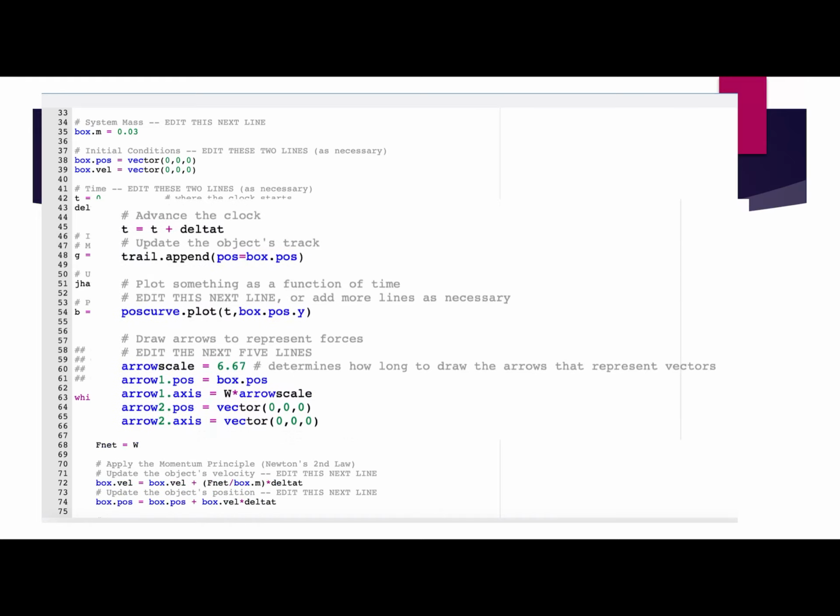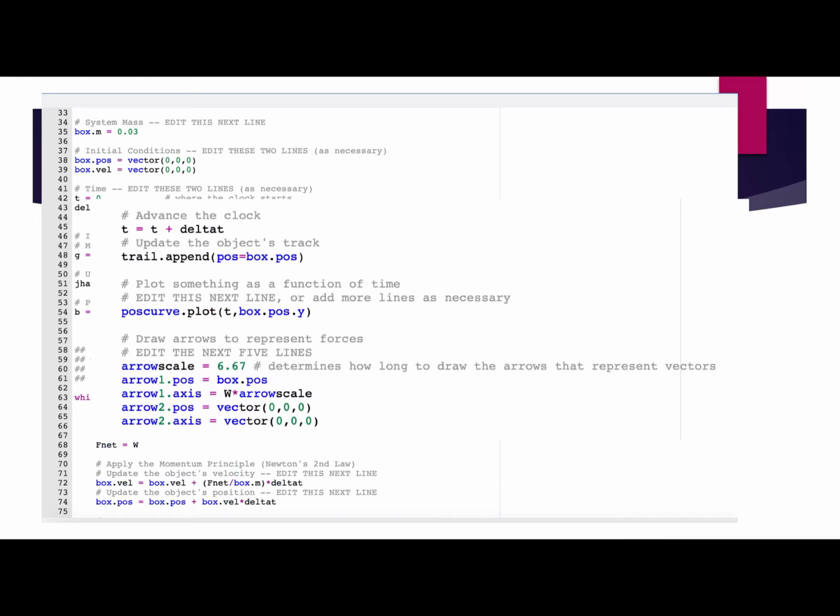And since we only include gravity force, the net force is equal to the weight force, which is negative box.m times g times j hat. And then I changed the equation of calculating the final velocity and position based on Newton's second law. And then I also changed the settings of the arrows.